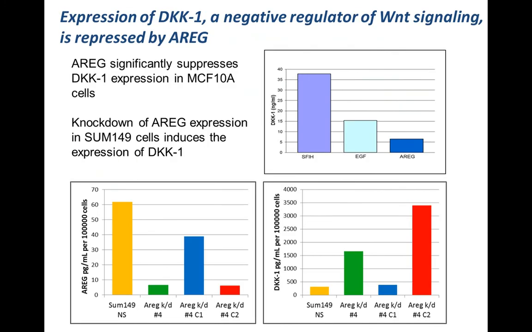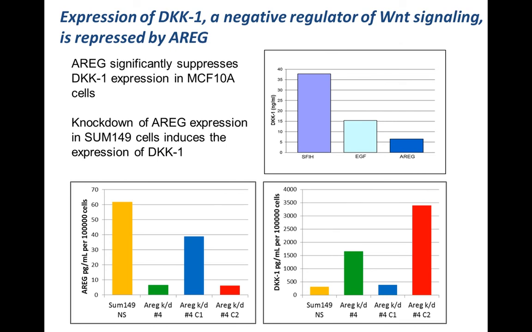And we had this other data that had been lurking in the lab for a while, and now suddenly everything started to make sense. I mentioned this DKK1. This is the molecule that turns Wnt off. And one of the things we found is that amphiregulin significantly suppresses DKK1 expression in MCF10A cells.